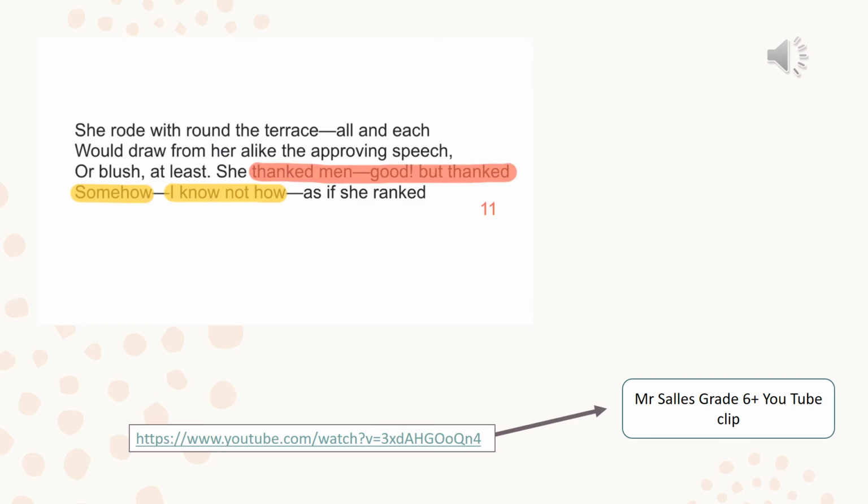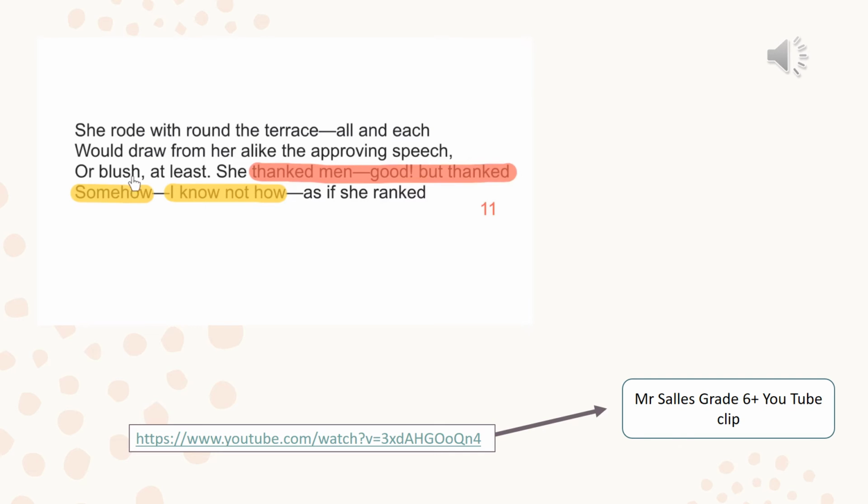But this syllable pattern breaks down on these two lines here. "But thanked as if she ranked." This, if you like, is the psychological break in the poem, when we find out most what's wrong with the Duke. So let's look at the lines more closely and find out why he hasn't been able to order them, why they've still got 11 syllables instead of 10.